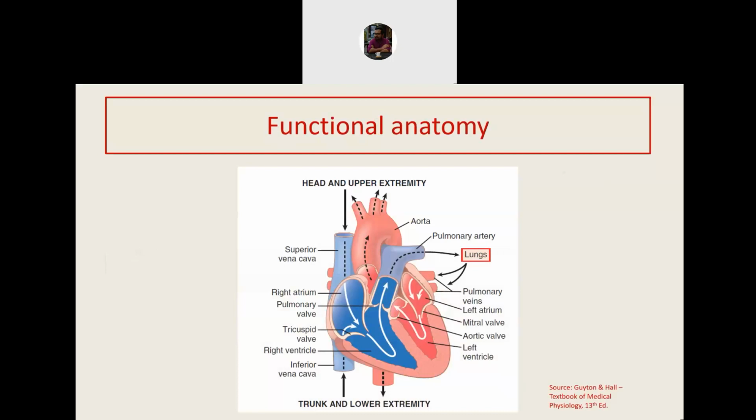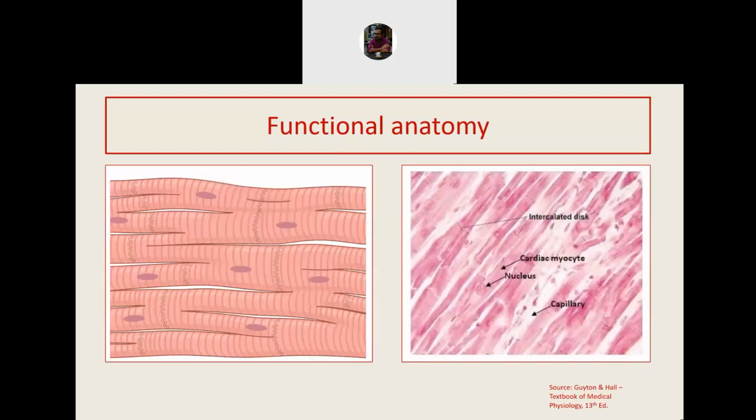Now, if you go into the structure of the cardiac muscle, there are a few peculiarities. The cardiac muscle is striated like the skeletal muscle. This is simply because the actin and myosin are organized in a systematic fashion. In any muscle where actin and myosin are organized systematically, they will be striated. Smooth muscles also contain actin and myosin, but they are haphazardly arranged, so under the microscope, we don't see a pattern.